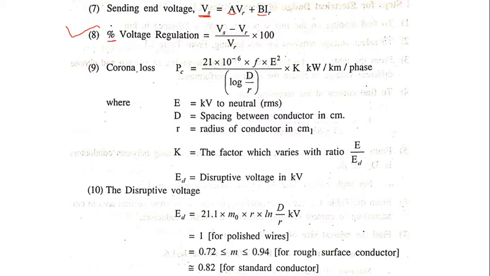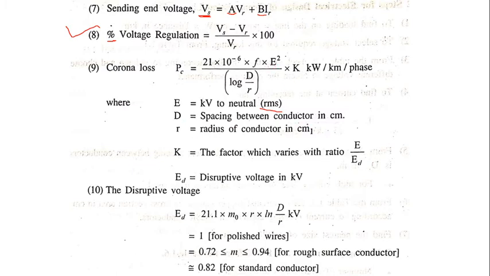Now we are going to find the corona loss. We have two equations, that is Peek's equation and Peterson equation. So we are going to use the equation Pc is equal to 21 into 10 raised to minus 6 into f into E squared divided by log D by r into K, in kilowatt per kilometer per phase, and K, that is the factor of ratio, that is the operating voltage divided by the disruptive voltage. Okay, so E is the kilovolt to neutral RMS. Okay, what is the value of E? That is kilovolt to neutral RMS.